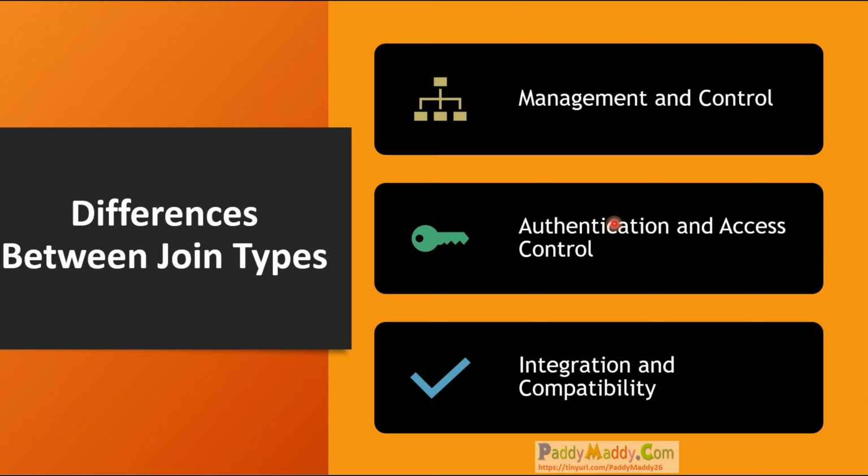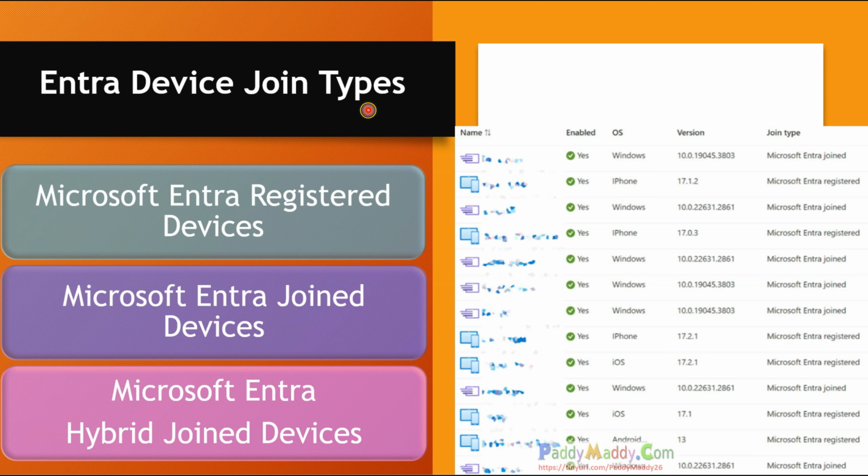So ultimately, understanding the differences in capabilities of Microsoft Entra registered, Entra joined and hybrid joined types of devices is essential for implementing a well-rounded device management approach that's going to meet your modern device management needs. That being said, I'll catch you in the next lecture. I hope I made it easy to understand the three different types of device management capabilities that we have with Microsoft Entra.